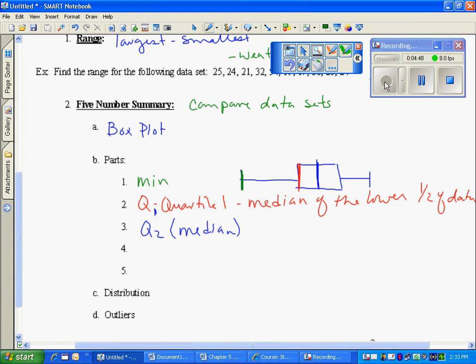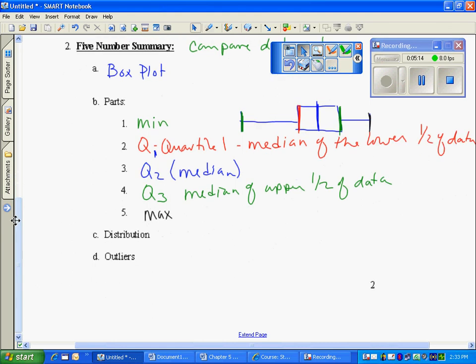The next line that we're going to look at is on the end here, this green one, which we're going to call quartile 3. And that's the median of the upper half of the data. And then lastly, we have this line on the end, which would be the maximum, or the largest value in the data set.